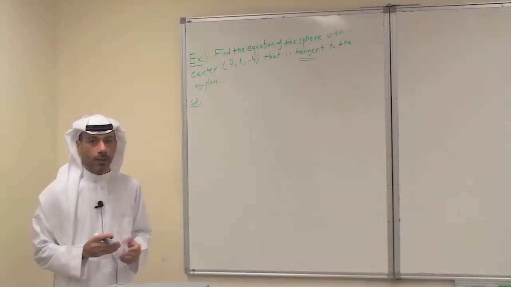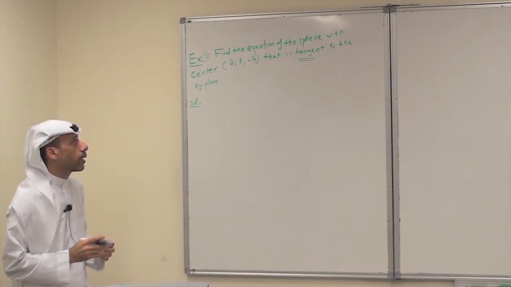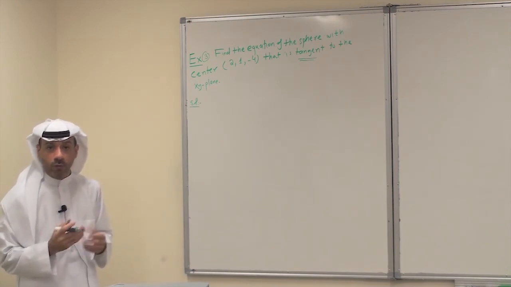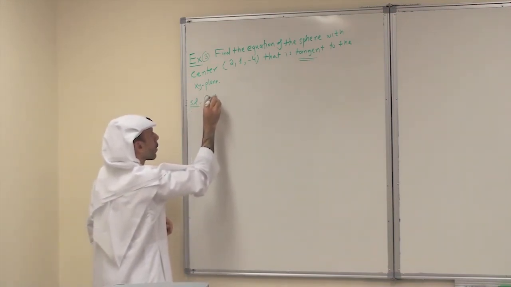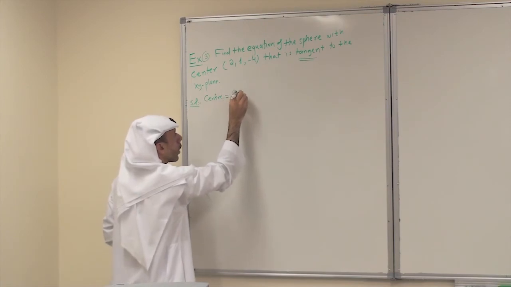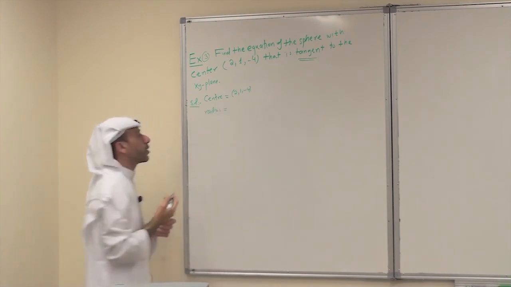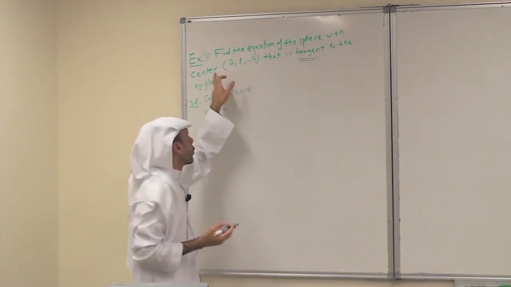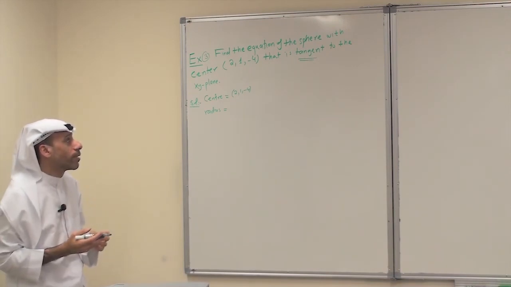Let's consider the following exercise. Find the equation of the sphere with center (2, 1, minus 4) that is tangent to the xy plane. Well, we need to find the equation of a sphere. To do that, we need two things, center and radius. The center is given in the statement of the question, which is the point (2, 1, minus 4). And we need the radius. This is the missing information. To find the radius, we use the given information. We know that the sphere is tangent to the xy plane.